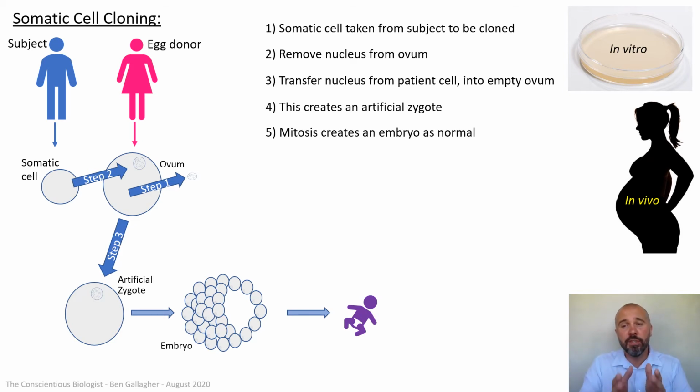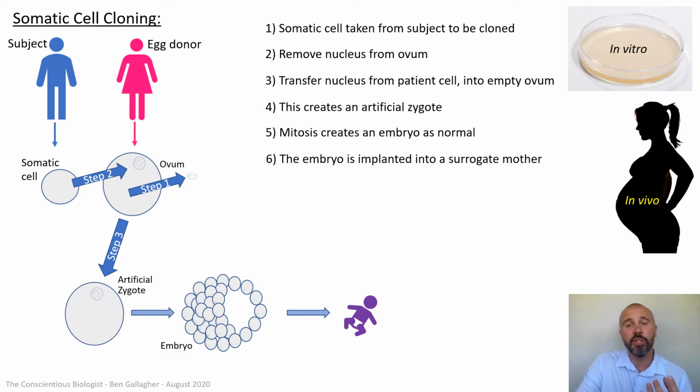Now, this is where we do need to fall back on the in vivo bit, because you can't just leave an embryo sitting in a petri dish and it will grow into a human. The only place at present where that embryo can grow into a human is inside the womb, inside the uterus. At this stage that embryo would need to be implanted into a woman so it could grow, she's pregnant with it, and she would be able to give birth to it.